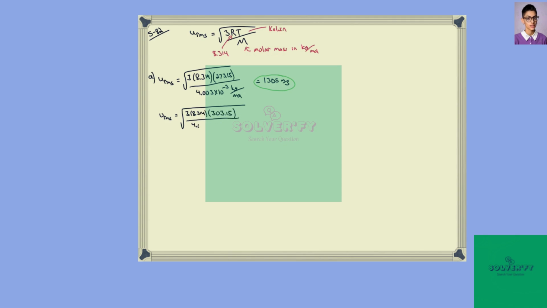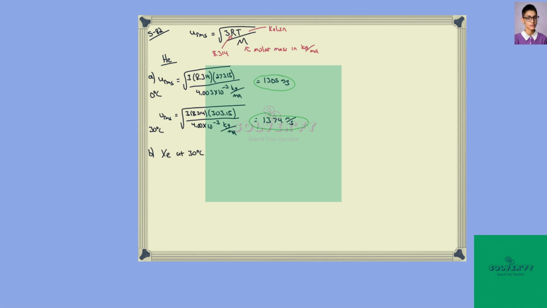meters per second. But if we still have helium, but the temperature is now summertime, where it's 30 degrees Celsius, or 303.15 Kelvin, then we get something just a little bit faster, 1,374 meters per second. So this is helium at 0 and 30 degrees Celsius.